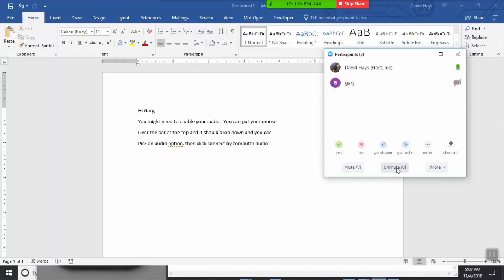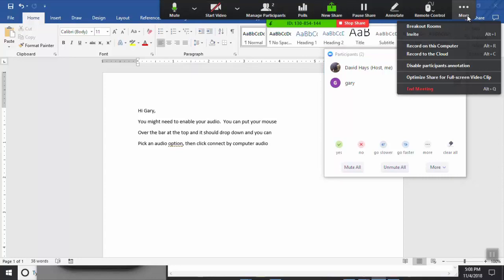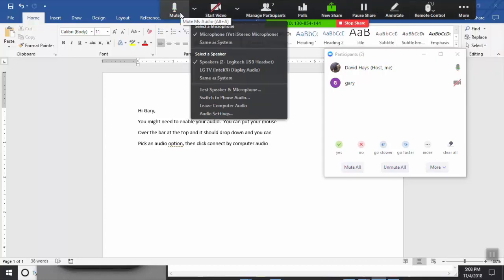On my end, I'll try to unmute you in case you're muted. Okay, all participants are unmuted. You may not have a microphone, so I'll go ahead and continue on. But again, just put your mouse over the bar at the top if you are hearing me, and you should see an audio option there. If you don't see an audio option, you might have to do a bit more. On mine, since I've already picked the microphone, mine just says mute.